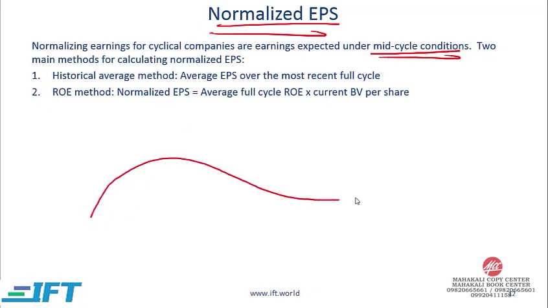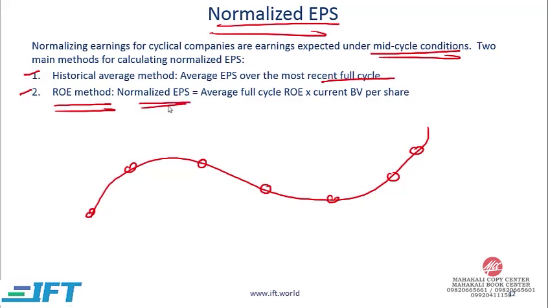So if we look at it this way, let's say that this is the business cycle, and what you can do is take a particular company and figure out the EPS during different parts of the cycle and then take the average. That is the simple historical average method: average EPS over the most recent full cycle. The other method, which actually is theoretically more appropriate, is to use the ROE method. Here, normalized EPS is equal to the average full cycle ROE multiplied by the current book value per share.